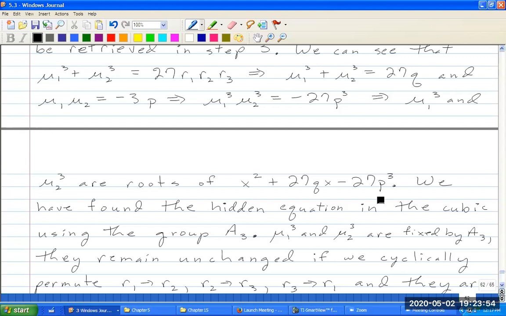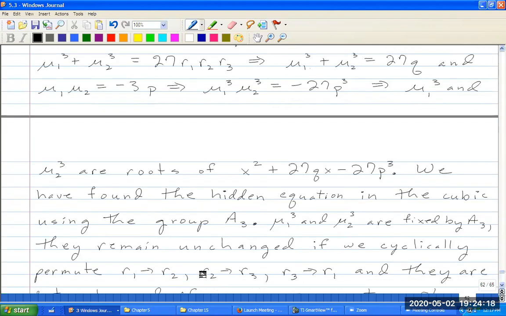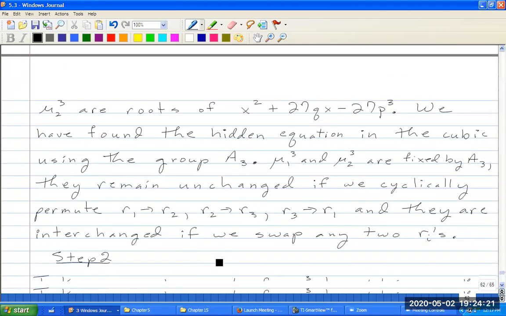So we found this hidden equation hiding inside the cubic using, well, it's called the alternating group A sub 3. Mu sub 1 cubed and mu sub 2 cubed are fixed by A sub 3. They remain unchanged if we cyclically permute R1 going to R2, R2 going to R3, R3 going to R1. And they're interchanged if we swap any two of the R's together, say R1 is interchanged with R2, etc.